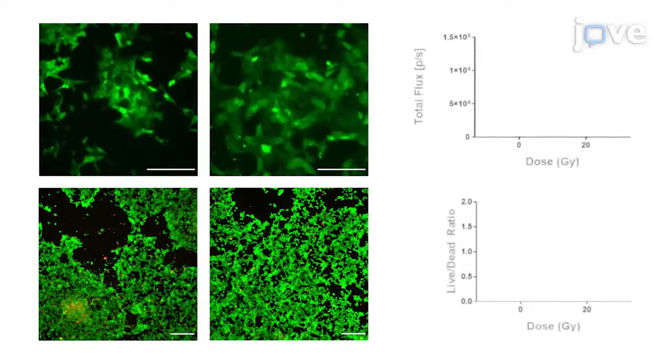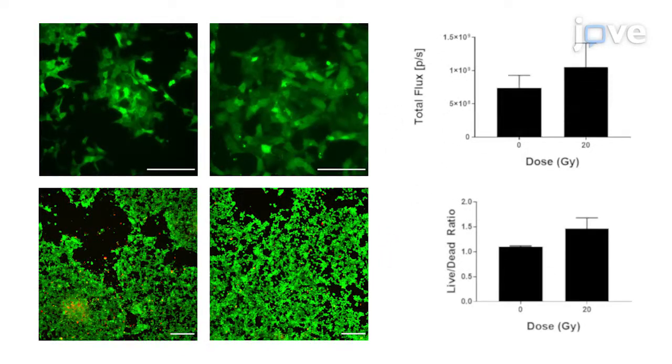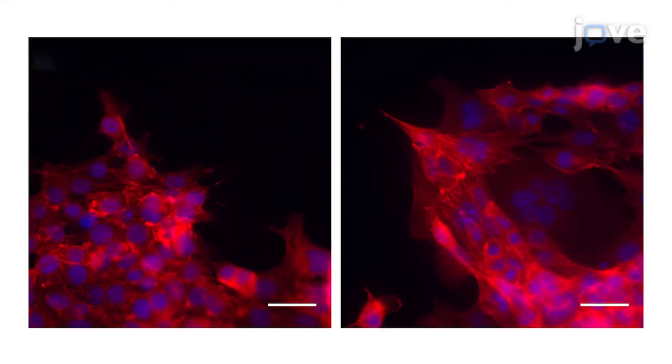GFP and luciferase-labeled 4T1 mammary carcinoma cells are then encapsulated in the hydrogels. Cell proliferation is examined by fluorescence microscopy, bioluminescence measurements, and viability staining 48 hours after encapsulation. Irradiated hydrogels show an increasing trend in tumor cell proliferation. Phalloidin conjugate is used to visualize F-actin in the encapsulated cells.